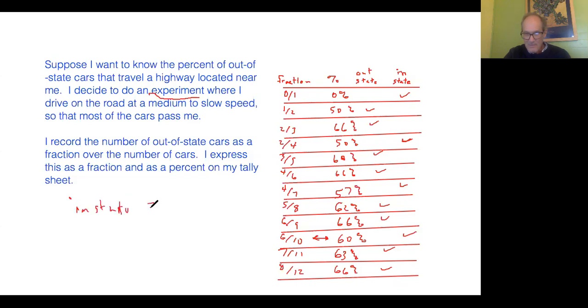all you have to do is take 100% and subtract the out-of-state percentage, and then I'd have, this would be 34%. Forget that dot right there. So my in-state cars would be the percentage of the out-of-state cars I get away from 100%.